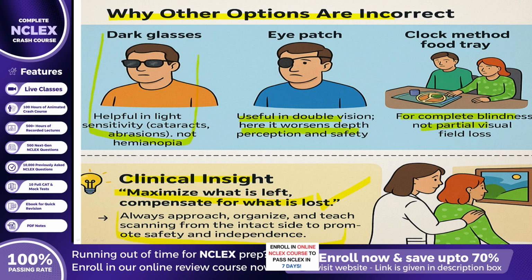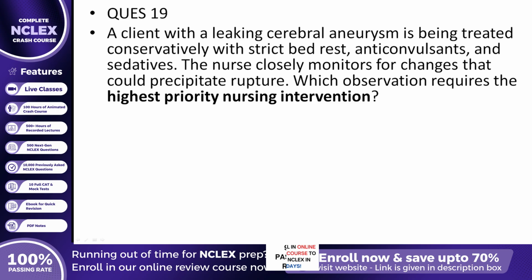Let us now dive into another advanced NCLEX-style scenario that challenges critical prioritization skills. A client with a leaking cerebral aneurysm is being managed conservatively with strict bed rest, anticonvulsants, and sedatives. The nurse's responsibility is to monitor for subtle yet dangerous changes that could precipitate aneurysmal rupture. The question posed is, which observation requires the highest priority nursing intervention?